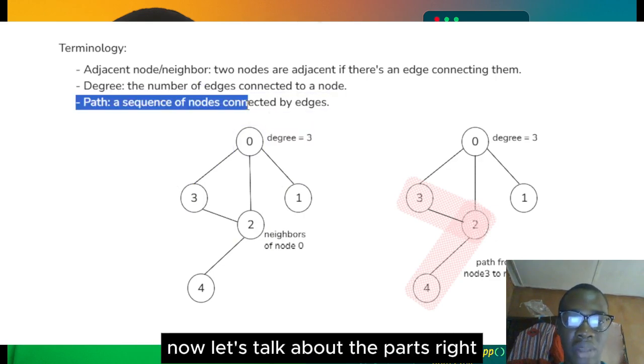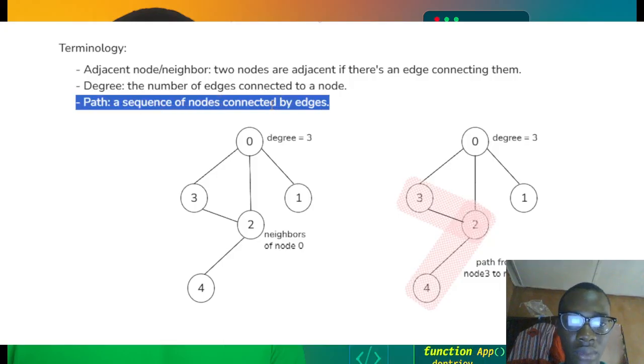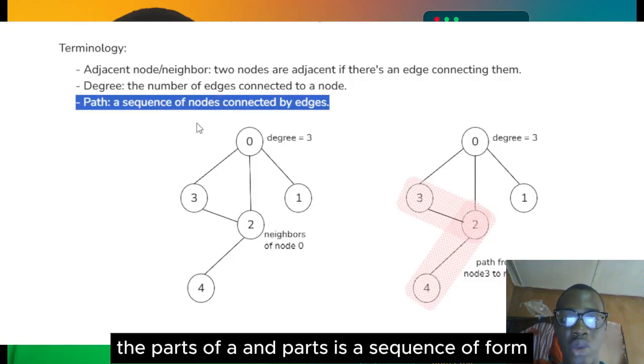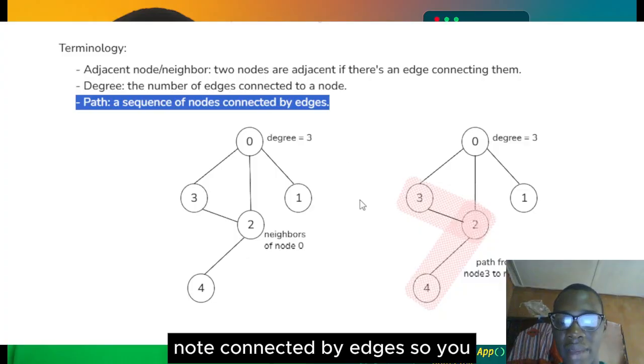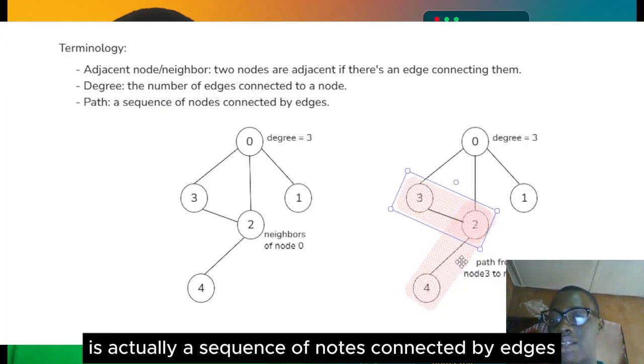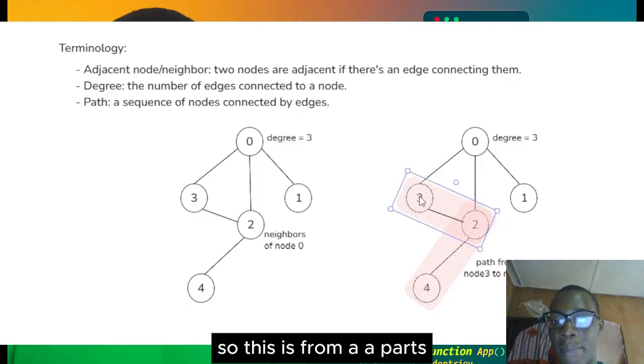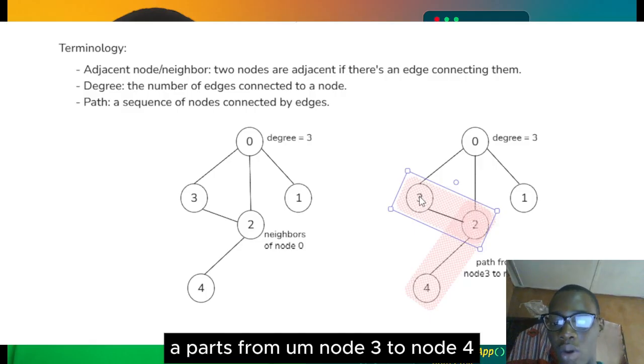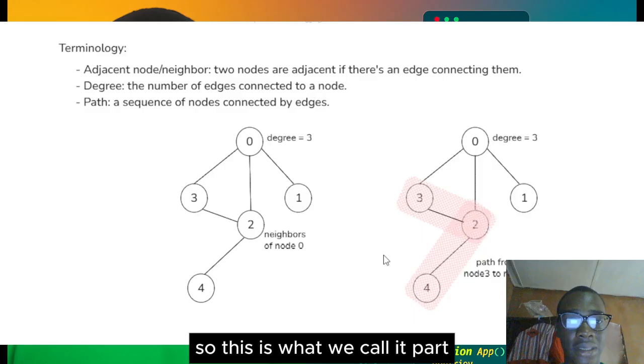Now let's talk about the path. A path is a sequence of nodes connected by edges. As you can see, this shaded region is a path. It's actually a sequence of nodes connected by edges. So this is a path from node 3 to node 4. This is what we call a path.